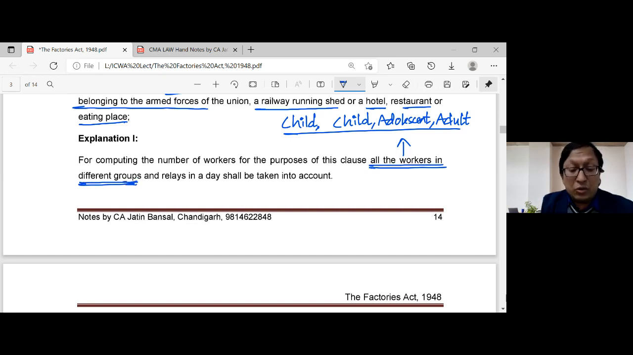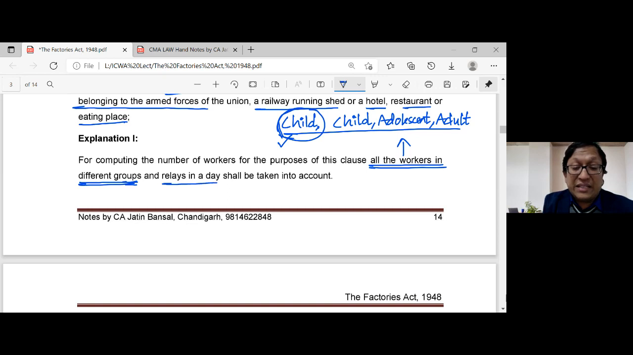No doubt you will say that children below the age of 14 cannot be employed in factories. That is there. But if someone has employed them, we need to include them for consideration of the meaning of factory.